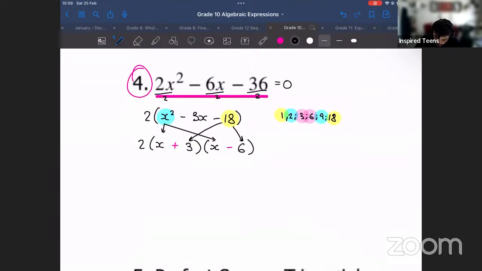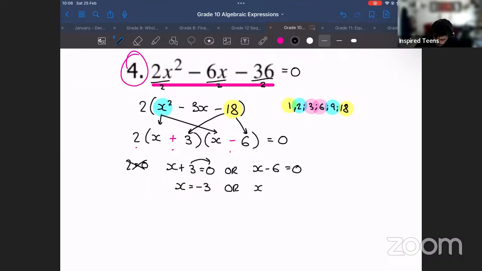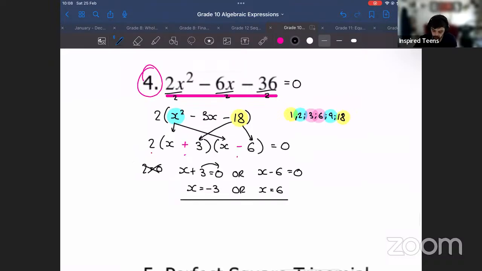If I equate it to 0, I then need to solve for x. So each factor I will equate to 0. So 2 is equal to 0. Obviously, that doesn't make sense. x plus 3 is equal to 0, or x minus 3. I'm equating each factor to 0, right? Take 3 over to the other side, I get negative 3, or x is equal to negative 6. This is if it was an equation, and if they equated it to 0. Okay, you take each factor and you equate it to 0.